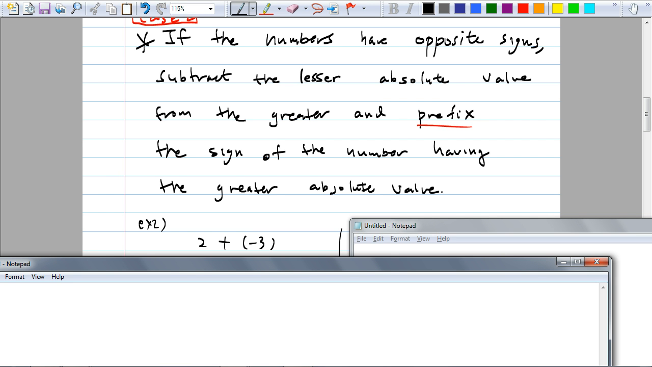Negative 1, okay? Why negative 1, not 1 or something like that, right? And how did you get negative 1? Well, this is what's really happening. Look, it says if the numbers have opposite signs, we subtract the lesser absolute value. Which one has the lesser absolute value?